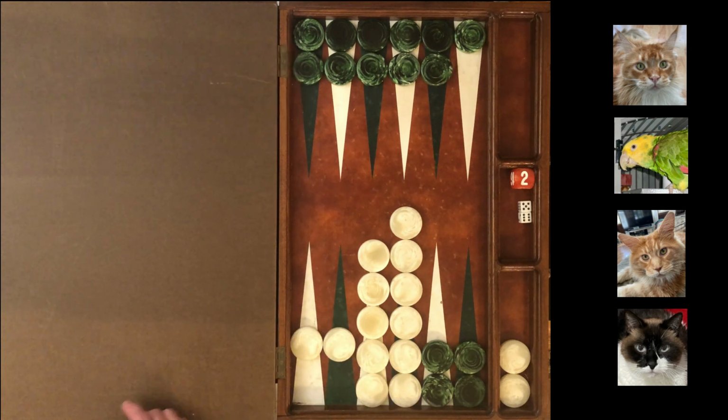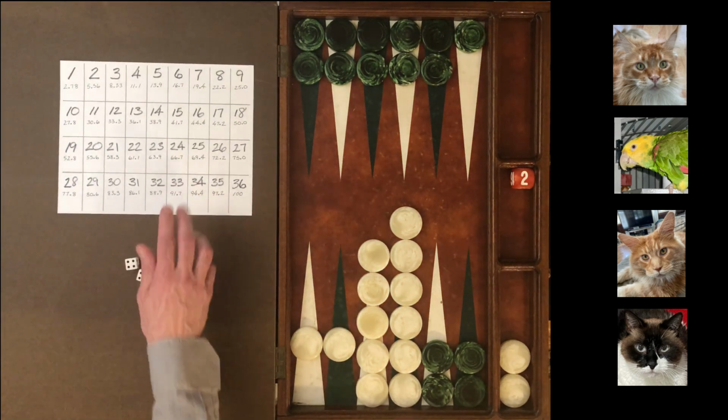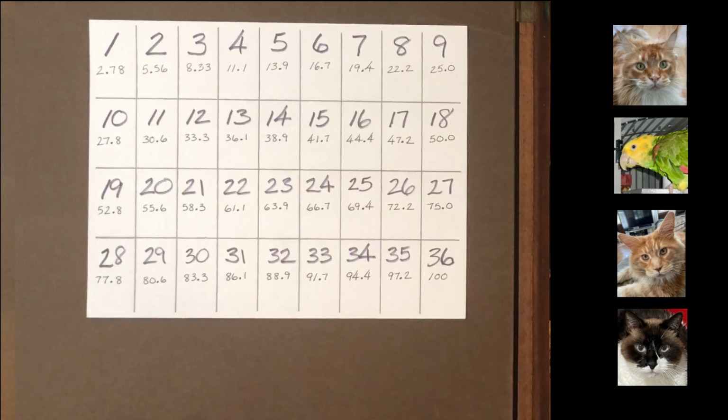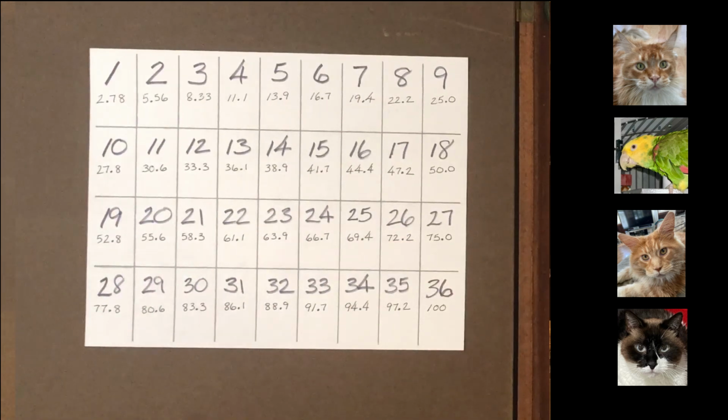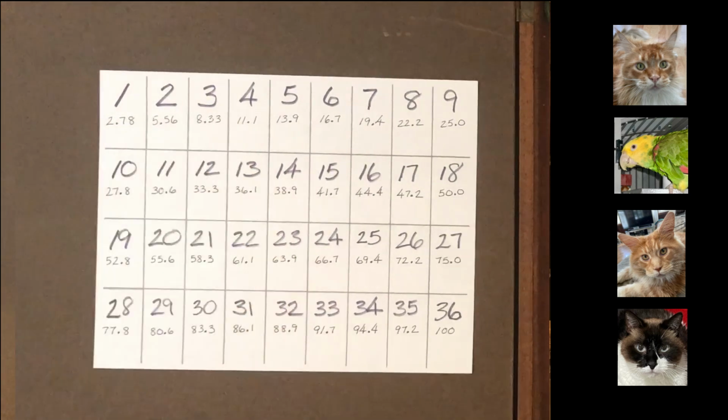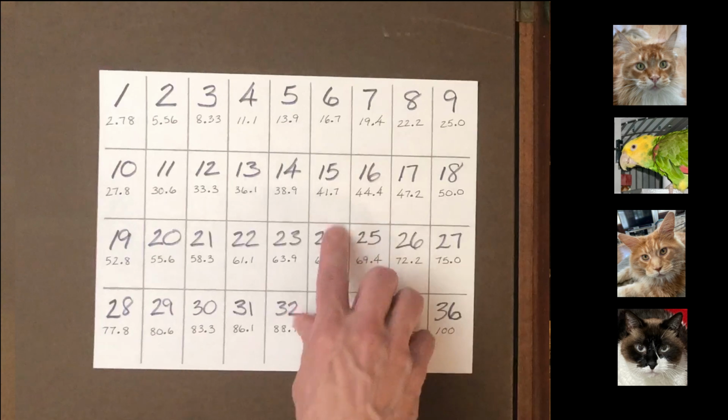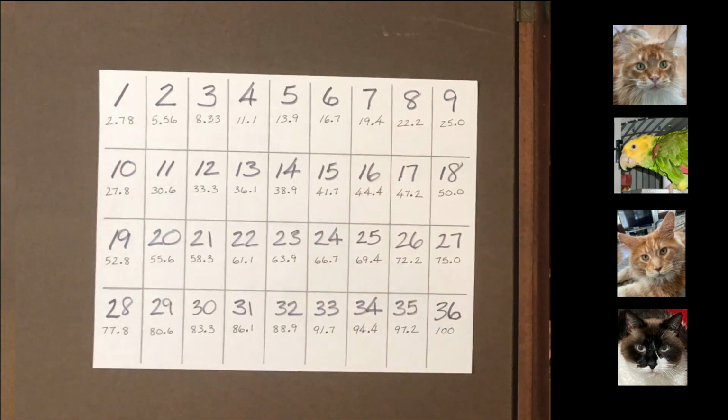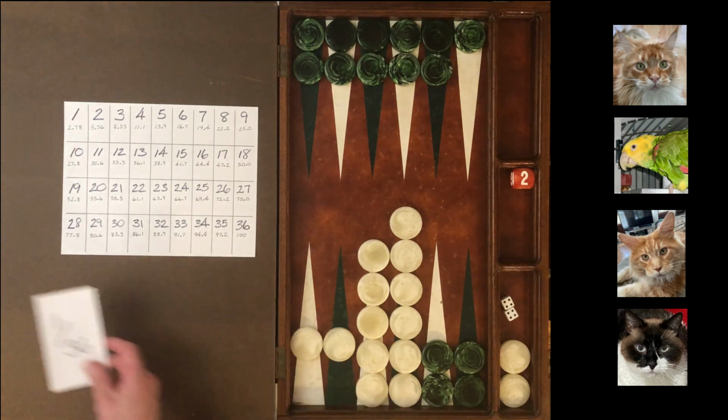Probably was eating. So we're going to start out by looking at all the rolls we have in backgammon with 2 dice. Now we know there's 36 rolls in backgammon, and what are these other numbers? These are our percentages. If we have 1 out of 36 rolls, it's 2.78%. 2, 5.56%. 15, 41.7%. 24, 66.7%. So where do these numbers come from?